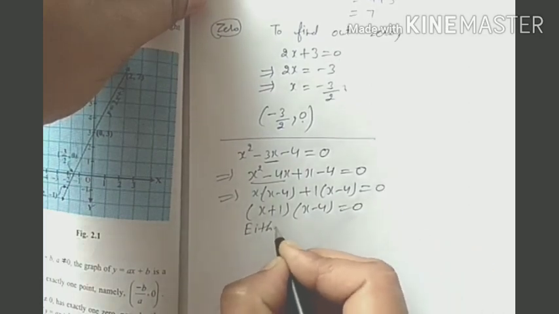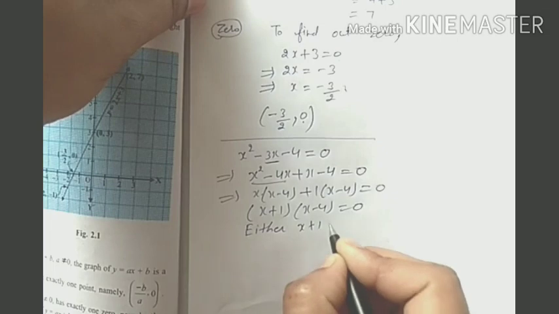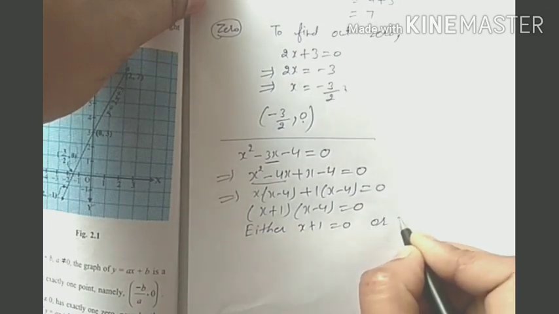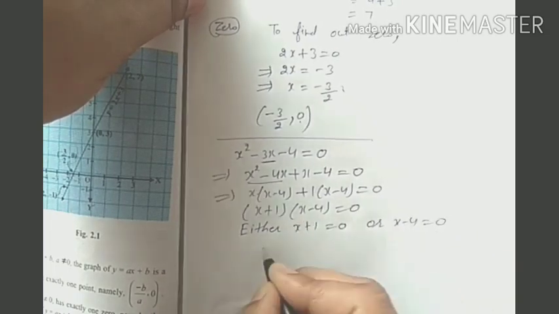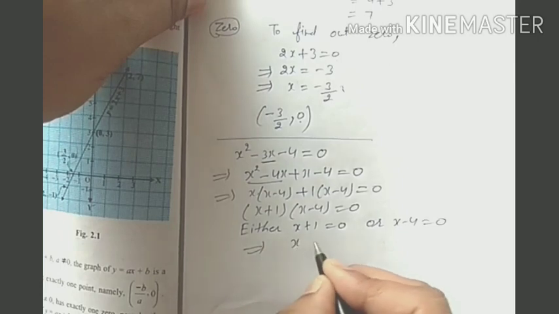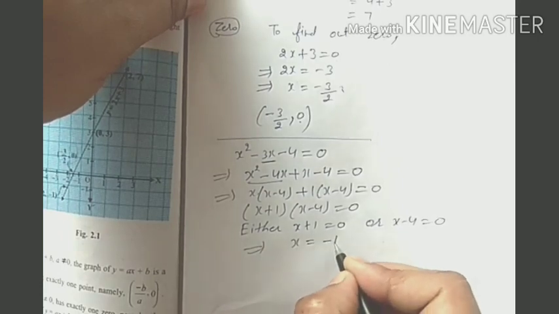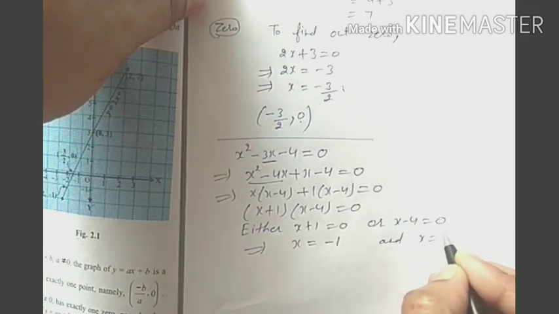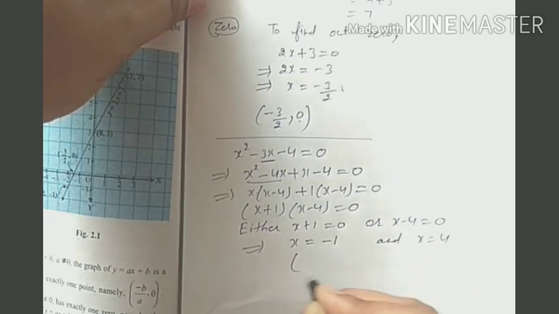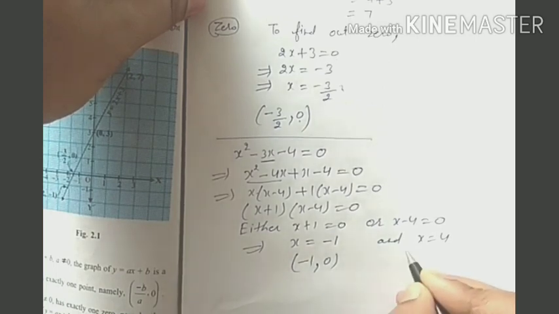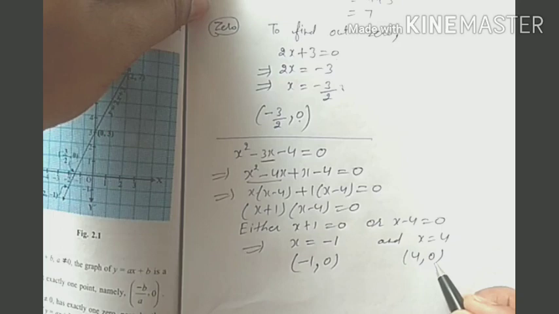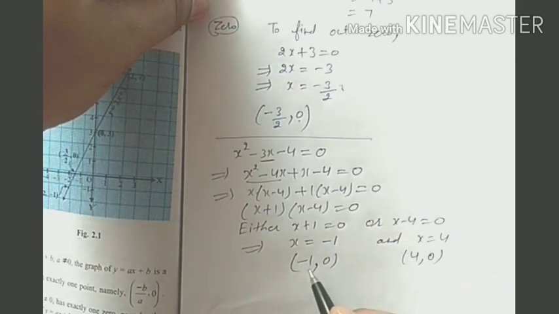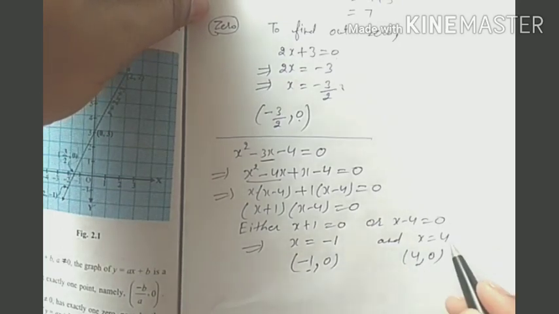Either x plus 1 is equal to 0 or x minus 4 is equal to 0. Directly we are getting x is equal to minus 1 and x is equal to 4. If you want to complete these coordinates with the y coordinate, then we get minus 1, 0 and 4, 0. On the x-axis, minus 1 and 4.